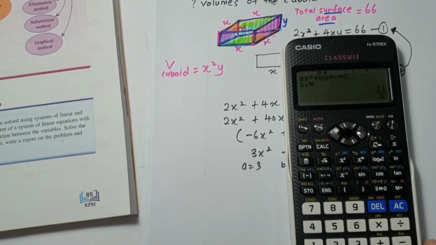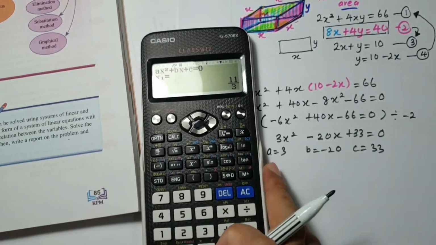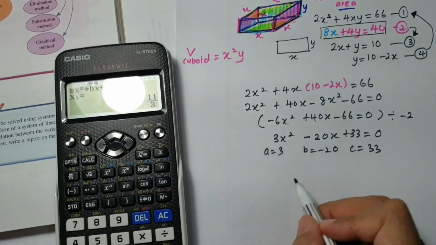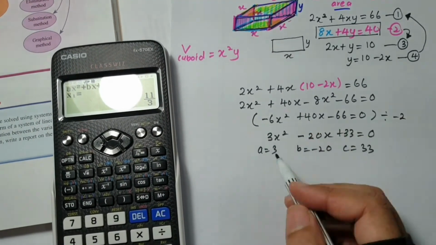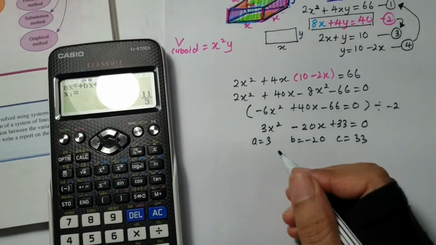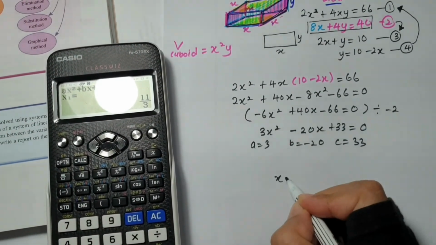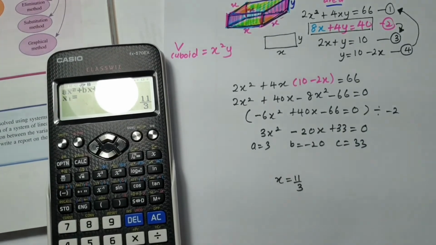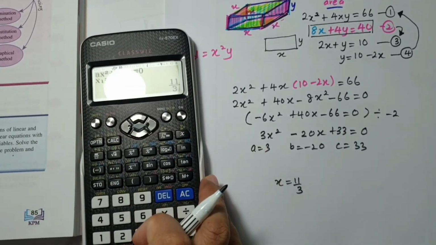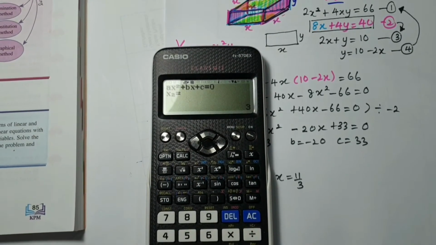So the first value is 11 over 3. So leave some space for working. Because you must have working, if there is no working you will not get marks. So leave space here. So the first value of x is 11 over 3. Press equal sign. The second value of x is 3.